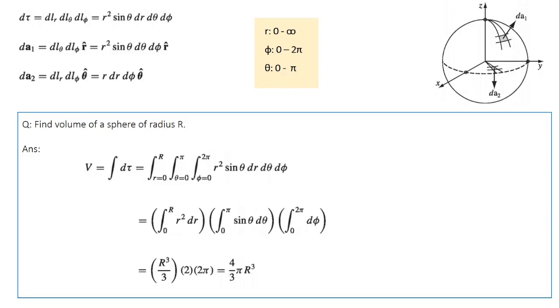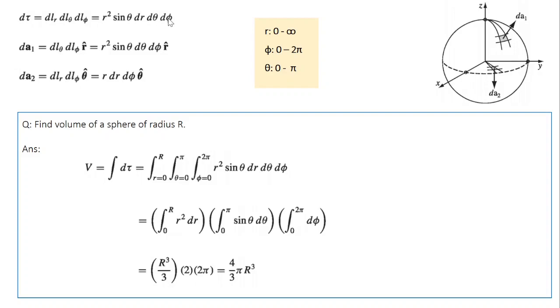Let's do a quick problem to get familiarized with the spherical polar coordinates. Find the volume of a sphere of radius r. I'm sure you don't have to do any computation. This is straightforward. This is 4 by 3 pi r cube. Nevertheless, we can do this assignment to get familiarized with the polar coordinates. Volume is nothing but the volume integral of the volume element d tau. The volume element is r square sine theta dr d theta d phi.